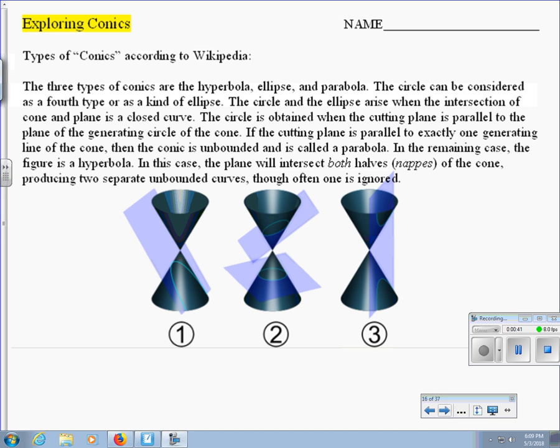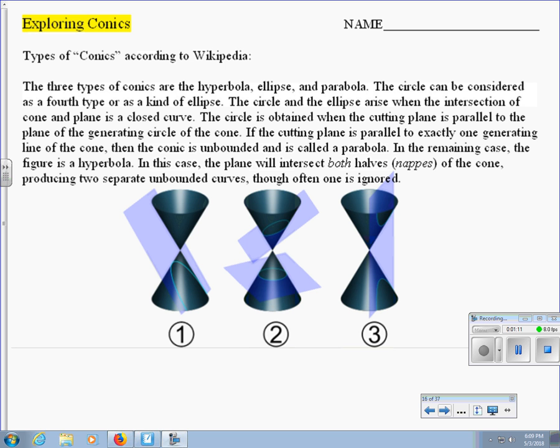So first of all, we talked about with the various pictures, I was showing you how there's three types of conics. We can have the hyperbola, the ellipse, and the parabola. And so the circle is considered the fourth. And again, the reason the circle and the ellipse happen, it's because you have an intersection between a cone and a plane, where it's going to be a closed curve. The circle is going to happen when the cutting plane is parallel to the plane of the generating circle of the cone. And so that's why it's generating that.